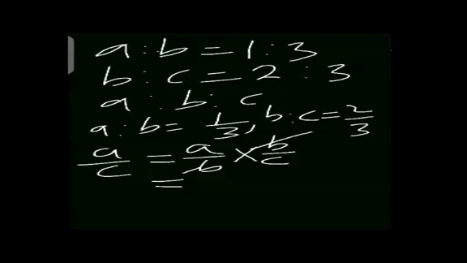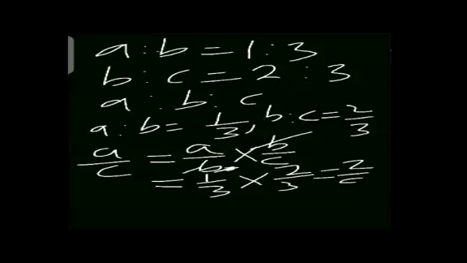A over C means A ratio C. So I want to find A over C, and I will be given A over B, which is A ratio B, to be 1 over 3. So this is actually 1 over 3. B ratio C has been given to be 2 over 3. So that will be 2 over 3. So this actually gives us 2 over 9. So that means we can say A ratio C is 2 over 9.